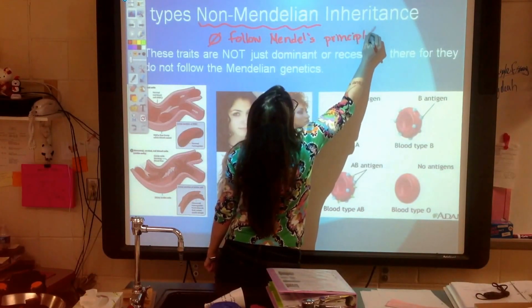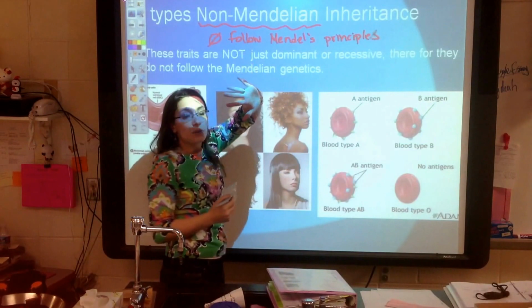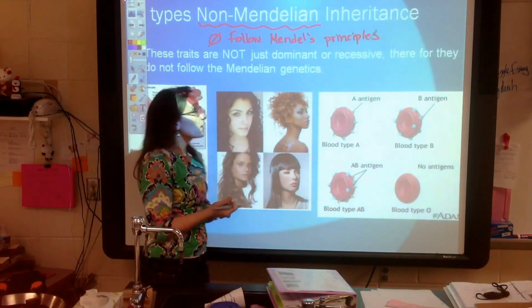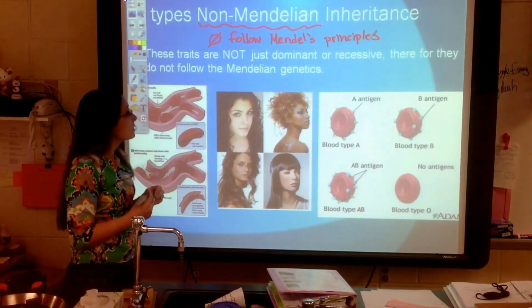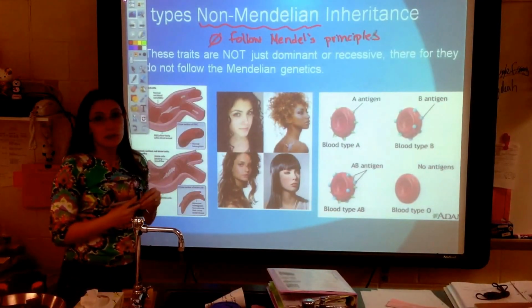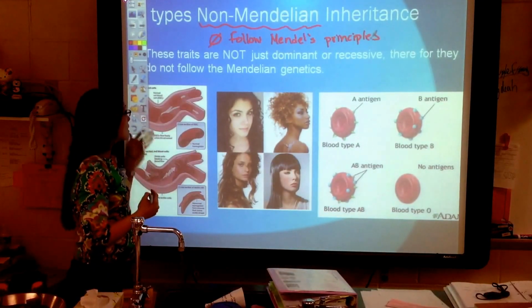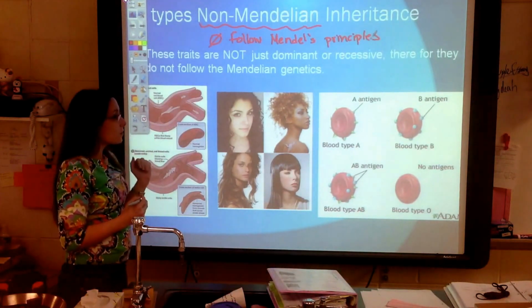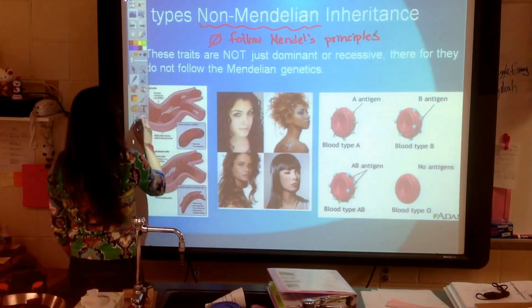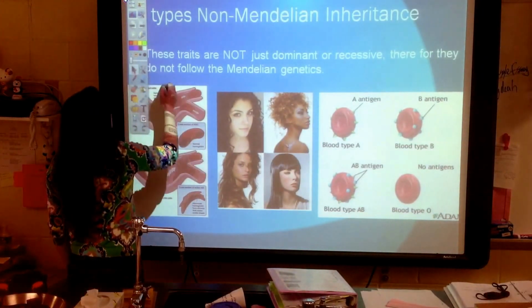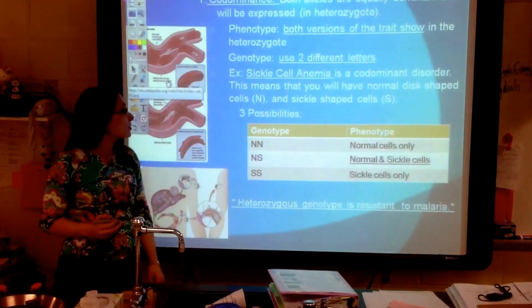And we're going to be looking at 5 total. Today we're just going to look at 3. These traits are not just dominant or recessive, therefore they don't follow the Mendelian genetics rules. These are going to be things like cystic fibrosis, hair texture, and your blood type. So we're going to start with what's called co-dominance.